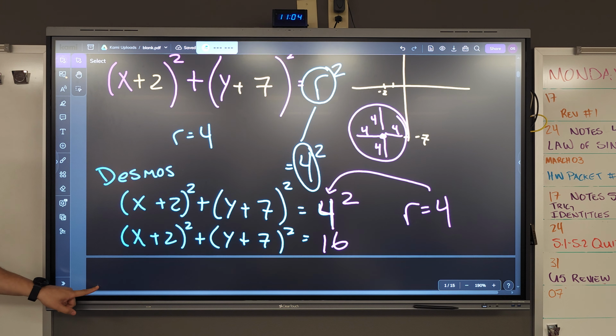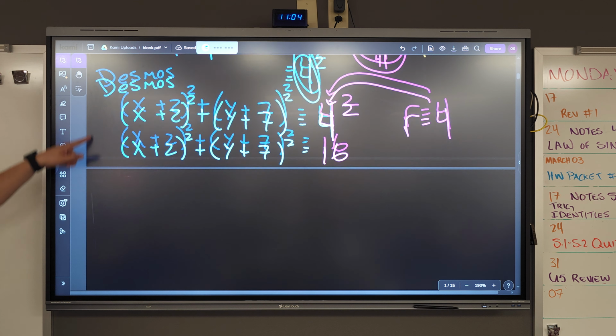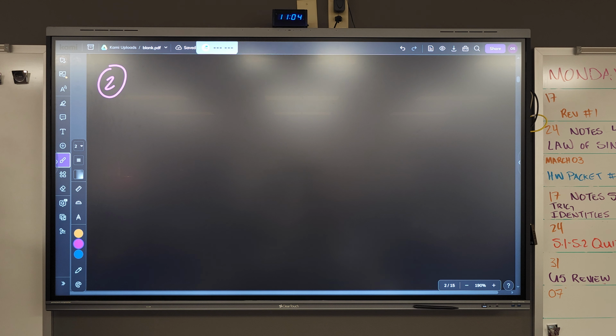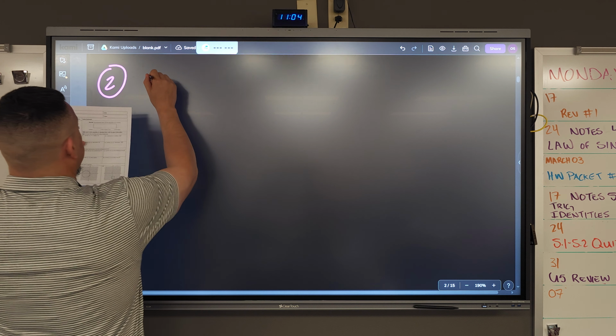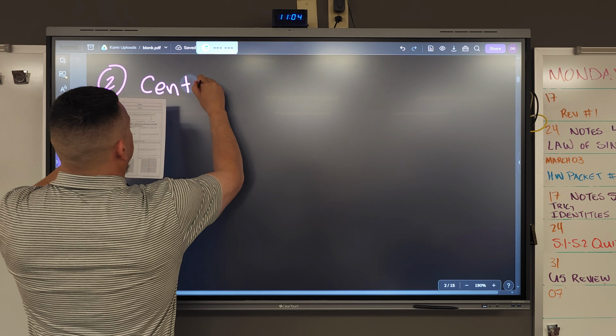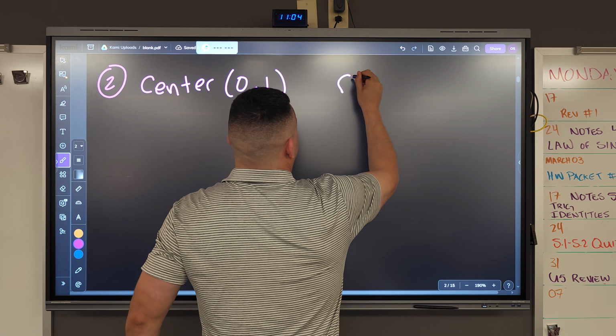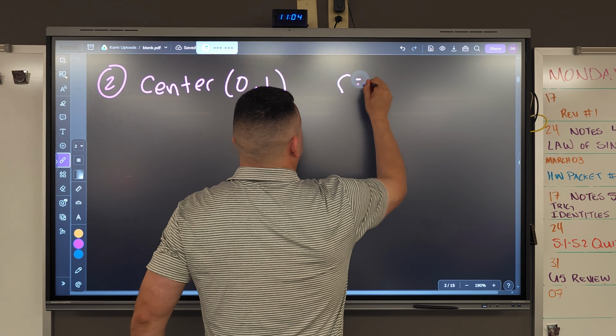Question right now, guys? No? Okay. Let you try one of those. Number 2. Let's do a center location of 0, 1. And let's do a radius of 5.